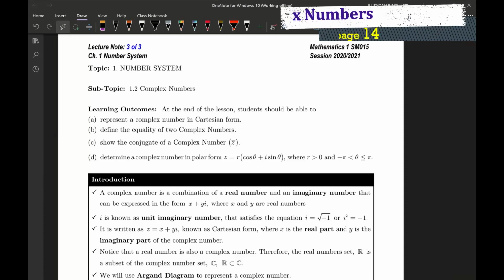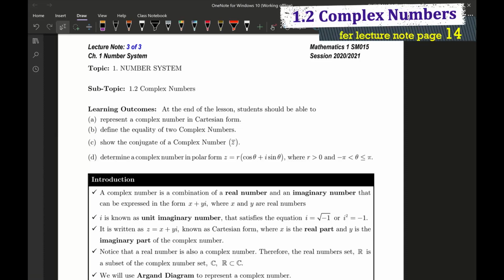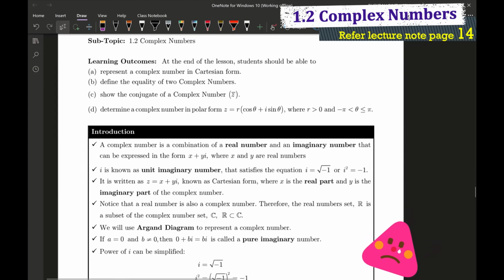Everyone, now it's me again. We are on our lecture note 3 of 3, still under chapter 1, topic number system, subtopic complex number. Okay, so complex number is quite new to you, right?